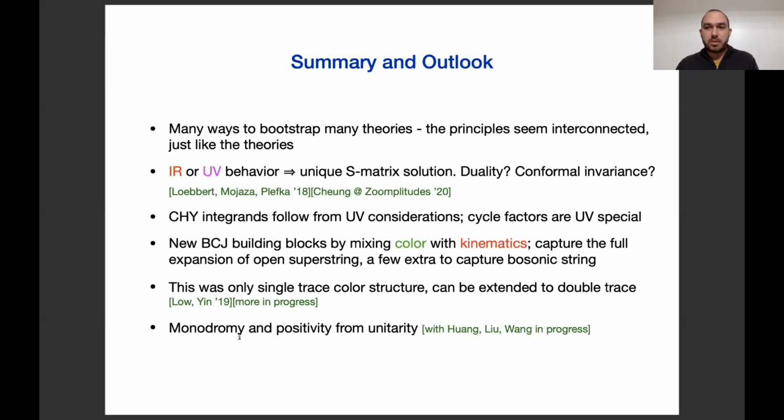Finally, you can also add in monodromy and other positivity constraints from unitarity. So monodromy also places more constraints on your coefficients and really reduces the number of solutions you get to really pin down, say, Z theory by using just these direct physical principles. And this is also some work in progress.